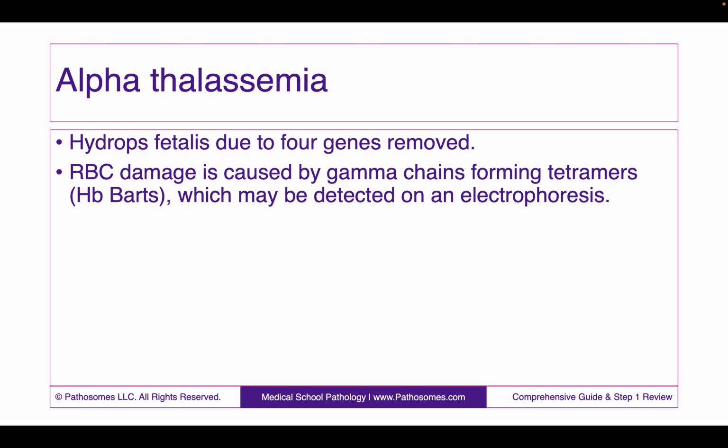And unfortunately, Hydrops Fetalis occurs when there are 4 genes that are removed. Red blood cell damage is caused by gamma chains forming tetramers, leading to hemoglobin Barts, which may be detected on electrophoresis. Hydrops Fetalis is incompatible with life.